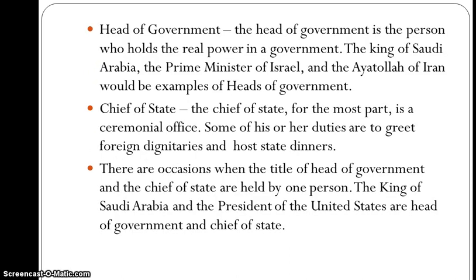And of course, if I showed you the previous slide, you know I was going to show you this slide. Again, make sure you know your head of government, make sure you know chief of state. Very important.